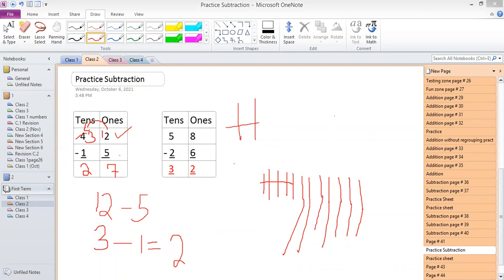12 minus 5, draw 12 lines, cut 5 lines, then there will be 7 lines. So 12 minus 5 is equal to 7, right? Then how many tens are there? 3 tens. When you subtract 1 ten from 3 tens, you will get how many? This is 3. When you cut 1, you get 2. So 27 is the answer.